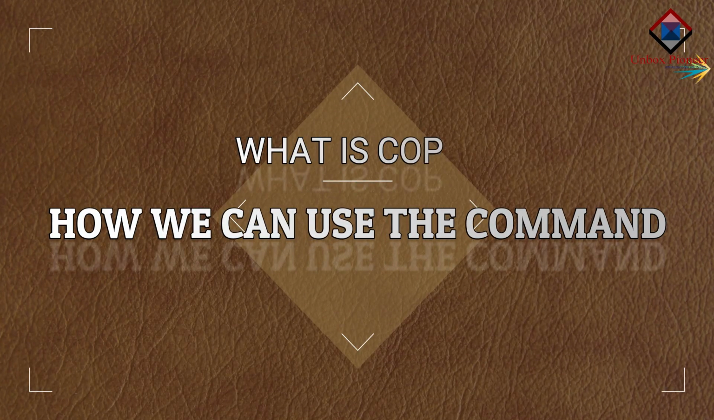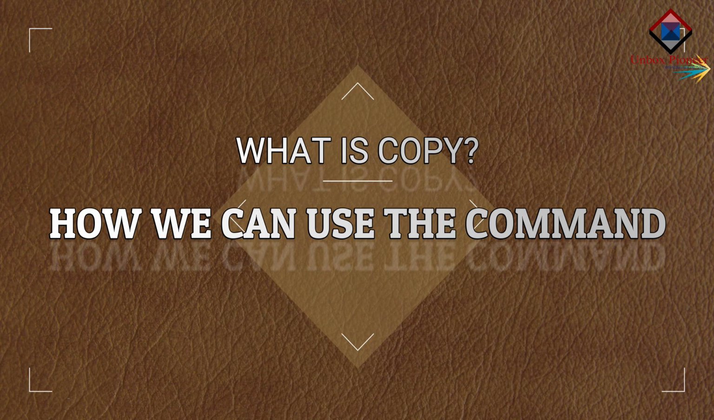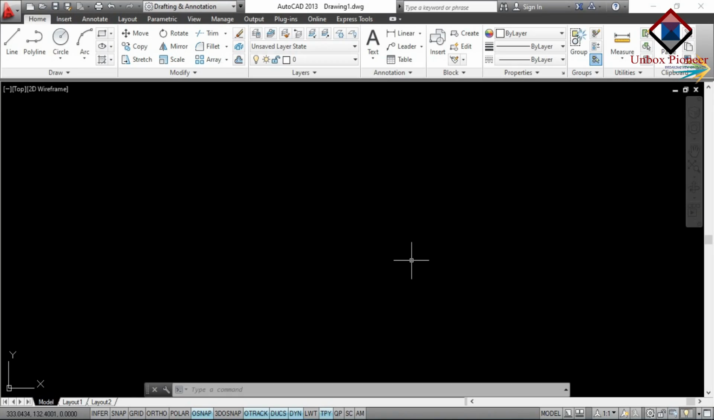So at first we will learn about what copy is and how we can use it. The copy command works almost identically to the move command, except that in the AutoCAD 2014 version it leaves the selected objects in place and makes new copies by default. Remember one thing, you can't copy or move an object from one drawing to another by using the copy command. So this is just the basics of copy. Now we will see how we can use the copy command.